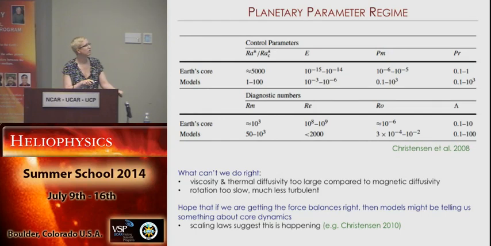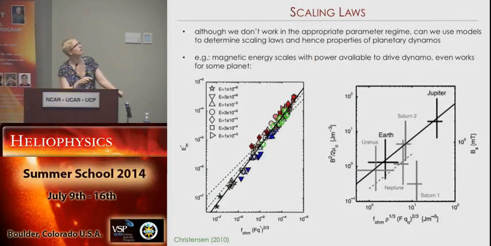And it turns out that you can use scaling laws that are out there to suggest this might be happening. Okay, so if we look at this, this is magnetic energy as a function of some strange parameter, which essentially is the amount of energy available to drive the convective motions inside a body. And these are results from hundreds of numerical simulations, okay, at different parameters.